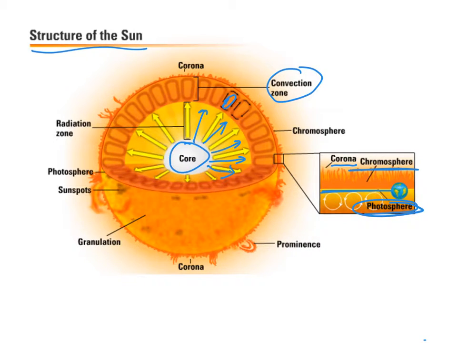We have the granulation, which we'll see on the surface, and there's pictures in the lessons, but we'll show you those. We have sunspots, and we'll talk about those a little bit more. And then we also have these things called prominences. So we'll talk about those a little bit later on in the video.